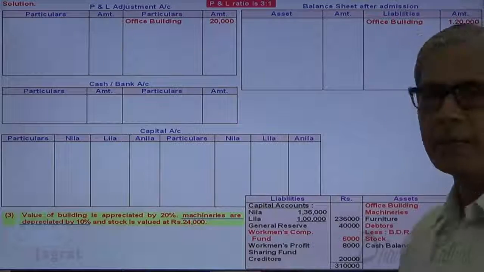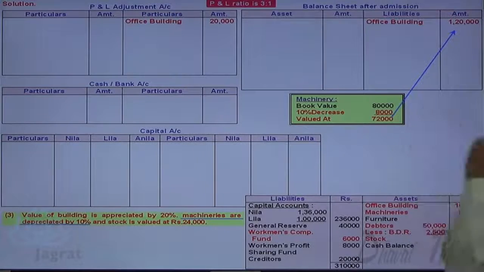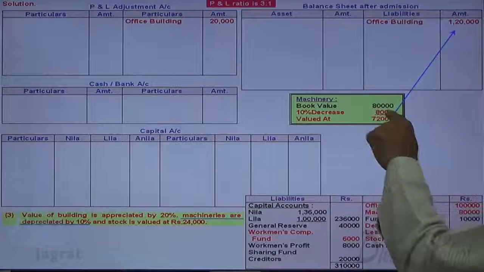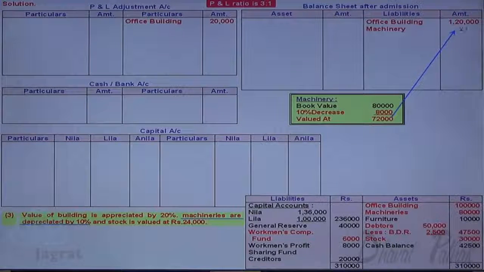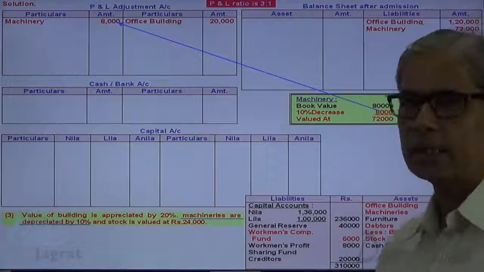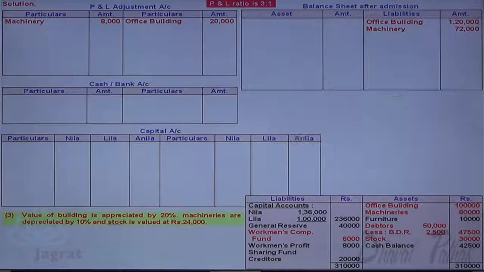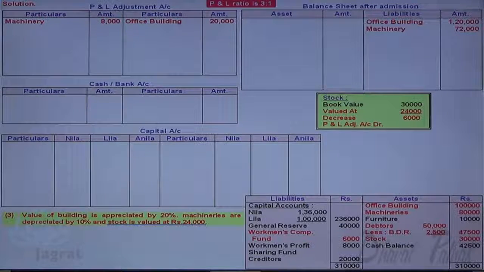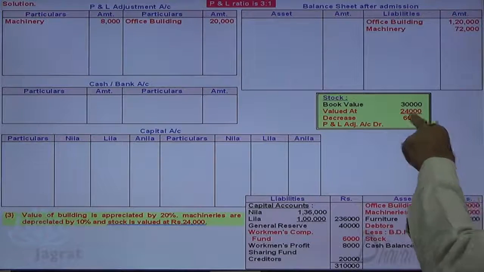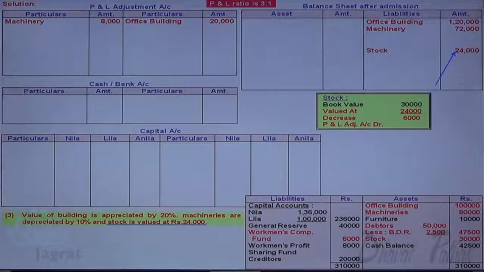Machinery depreciated by 10%. 80,000 minus 10% thereof 8,000. Decrease 8,000, loss debited to adjustment account, and the new value of machinery will appear in the balance sheet, 72,000. This is how this adjustment is considered. Stock valued at 24,000. Stock is 30,000, valued at 24,000. Decrease in value of stock 6,000. This decrease will be debited to adjustment account, and 24,000 will appear in the balance sheet.